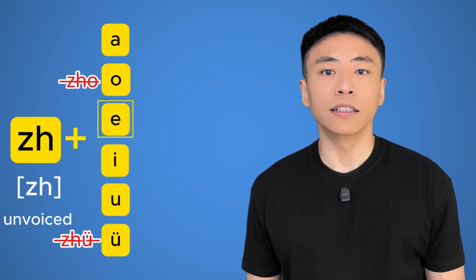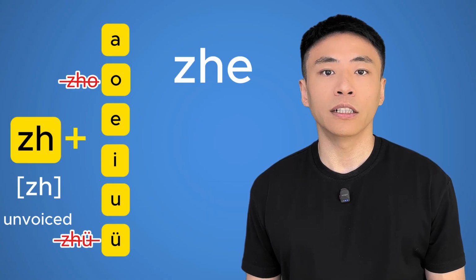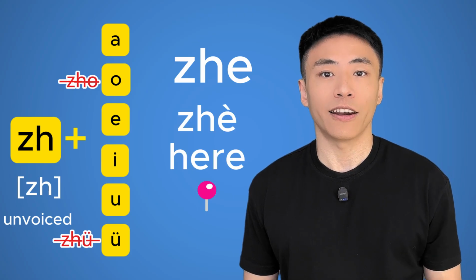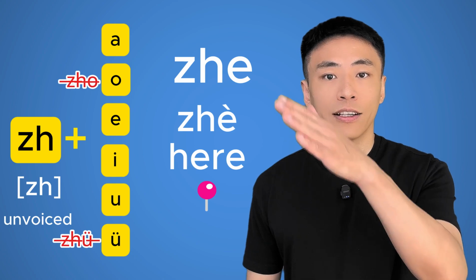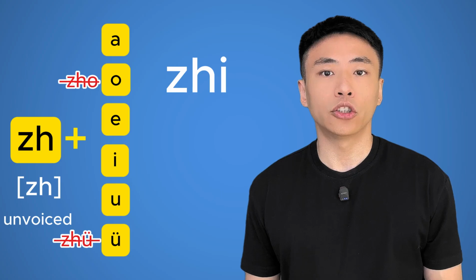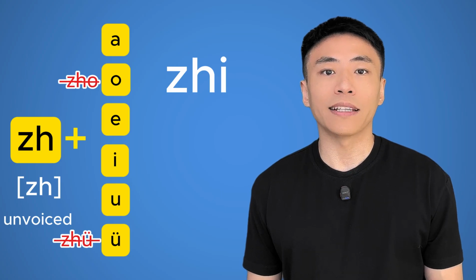知, 这. With the fourth tone is 这, meaning here. 这, zhi, zhi. This one is tricky too.